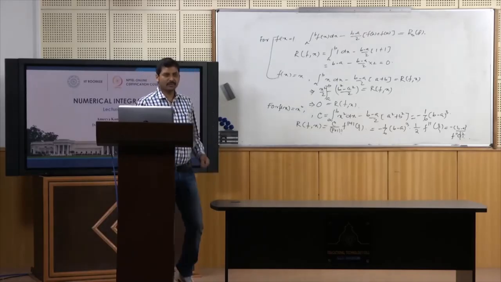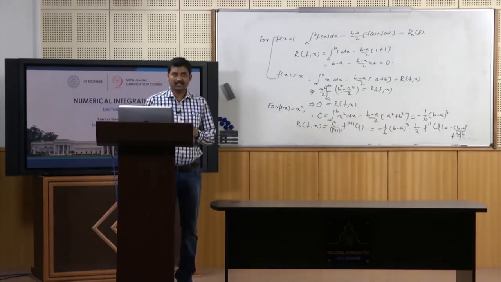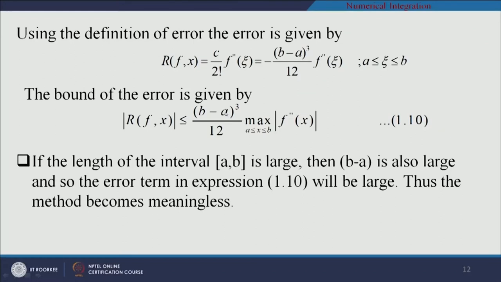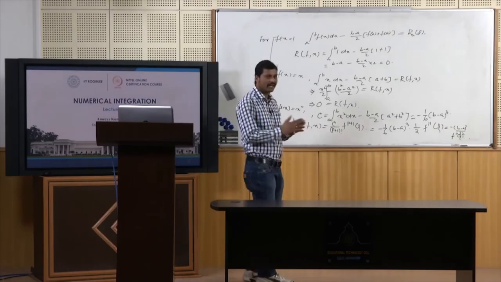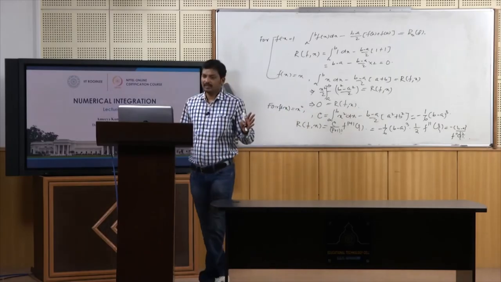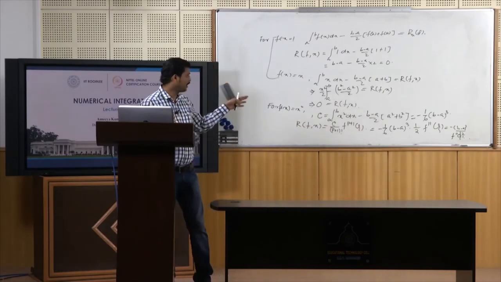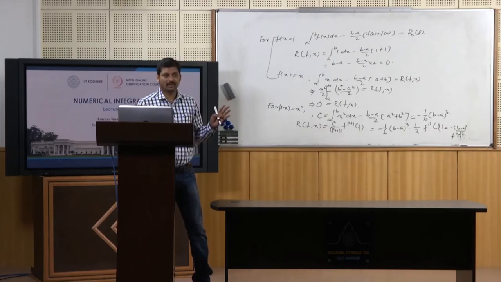If we go for the maximum bound of this error, it can be written as the magnitude of R of f of x being less than or equal to (b minus a) whole cube by 12 times the maximum of f double dash of x. From this formula we can see that if the length is larger, then the difference b minus a is also large, and in that case this method becomes meaningless.